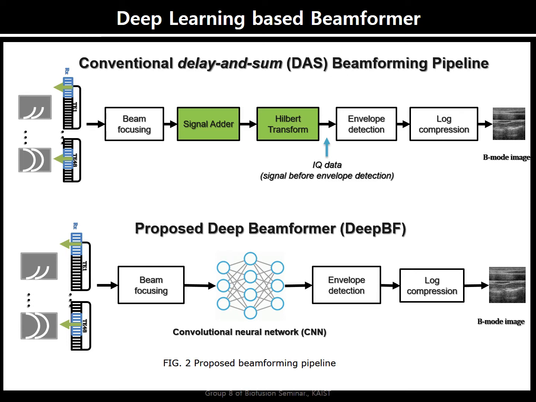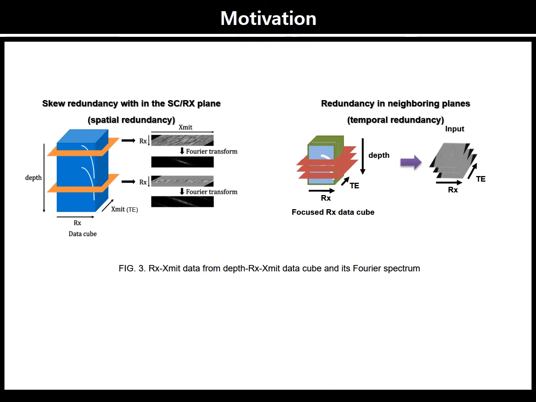In the proposed beamforming pipeline, the simple adder and Hilbert transformation blocks are replaced by a deep convolutional neural network. Before designing a CNN or neural network for sparse subsampled data, as mentioned in the first presentation, we need to know the nature of the data. In focused beam mode ultrasound imaging, the direction of each transmit event changes incrementally, so the acquired data does not change rapidly.